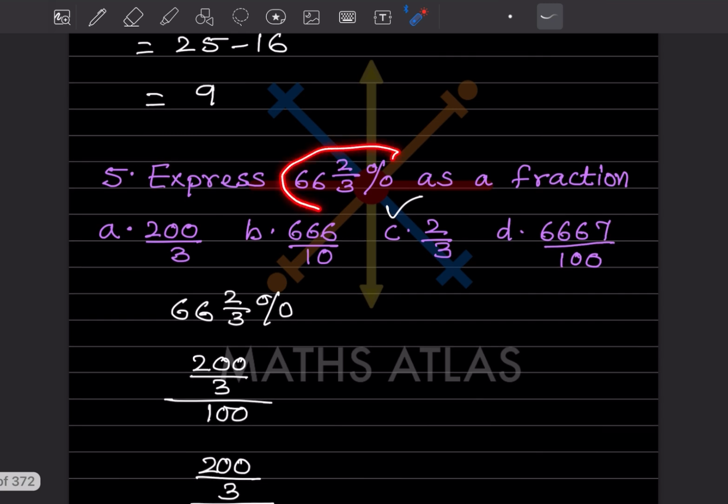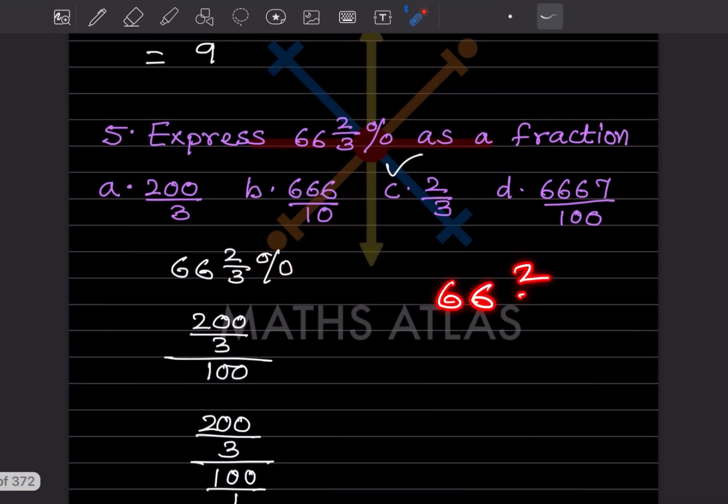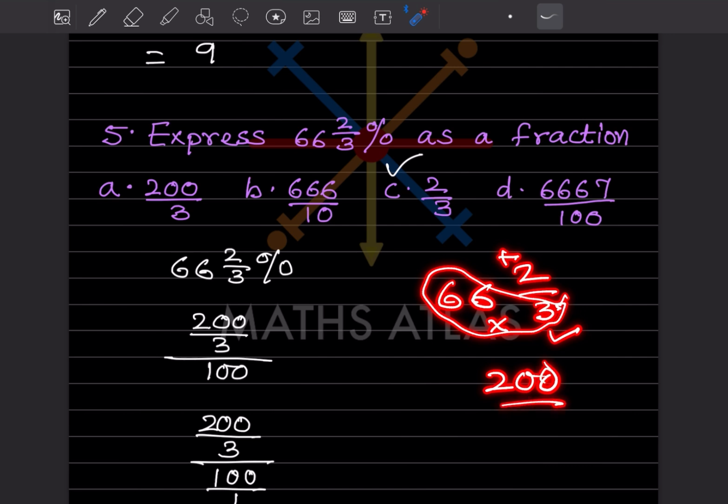Express 66 2 by 3 percent as a fraction. Now be very careful here. It's not just 66 2 by 3, there is a percentage sign also. So what will you do first? Whenever it is a mixed fraction, you make it improper. 3 times 66 is 198, 198 plus 2 is 200, and the denominator is 3. So it is 200 divided by 3. This is for this part.